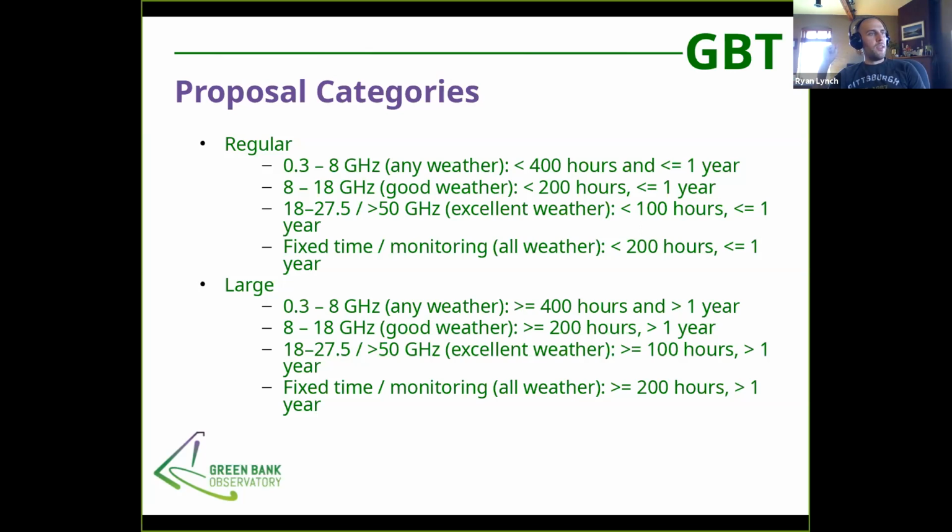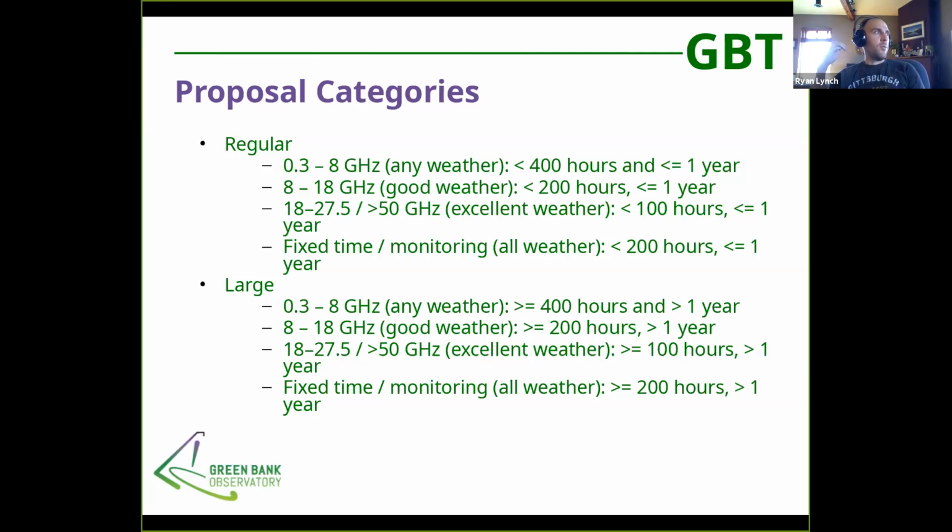If you're doing a fixed time or monitoring project, it doesn't matter what kind of weather you need, the definition is 200 hours there. So an example of a fixed time project is one that requires observations on a very specific date. What might that include? For example, if you want to observe a particular source when it is in eclipse or near eclipse, or perhaps in conjunction with the Earth, or if you're doing a VLBI project where you need to observe at certain points of the year to, say, measure parallax, that would be considered fixed time.